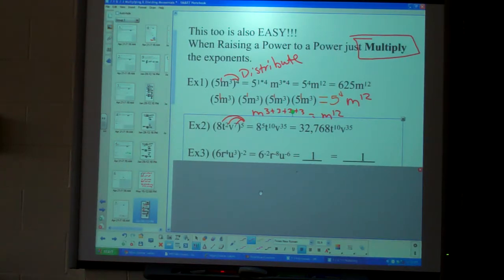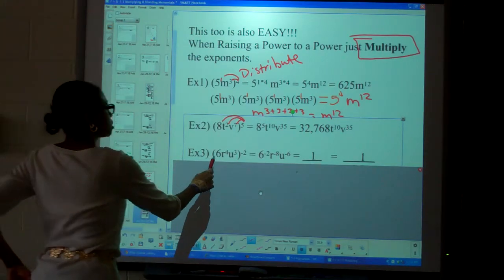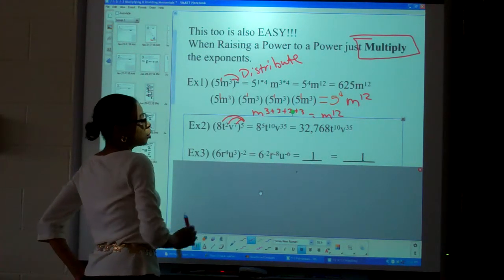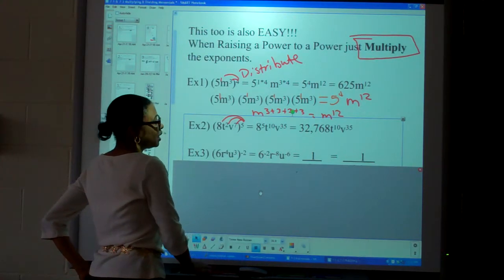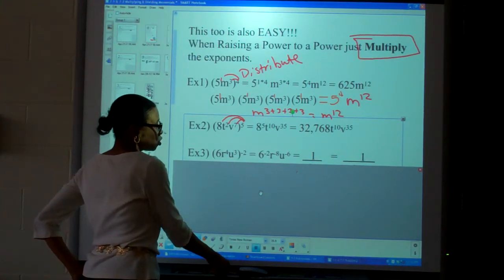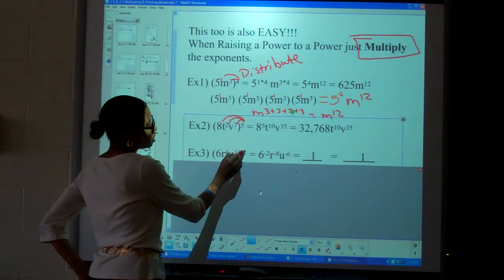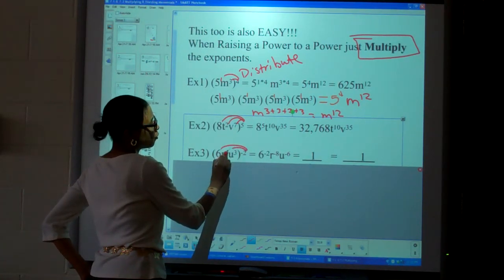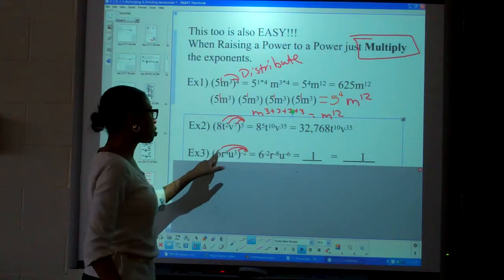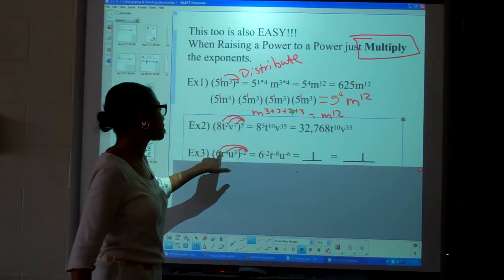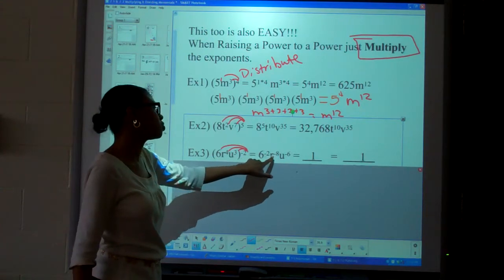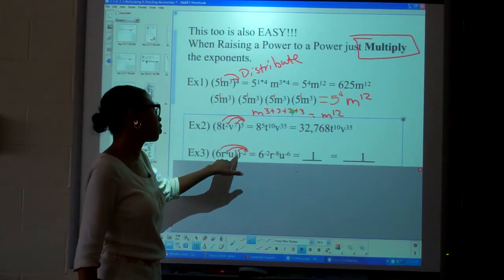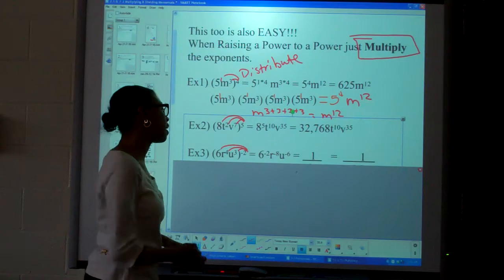So here we have example 3, 6r to the 4th u cubed, raised to the negative 2nd power. Well, again, we still don't like negative exponents, but we can distribute that. Distribute this negative 2 to the 6, to the r, and to the u cubed. So 6 to the 1st power times negative 2 is 6 raised to the negative 2 power. 4 times negative 2 is r to the negative 8. 3 times negative 2 is u to the negative 6 power.